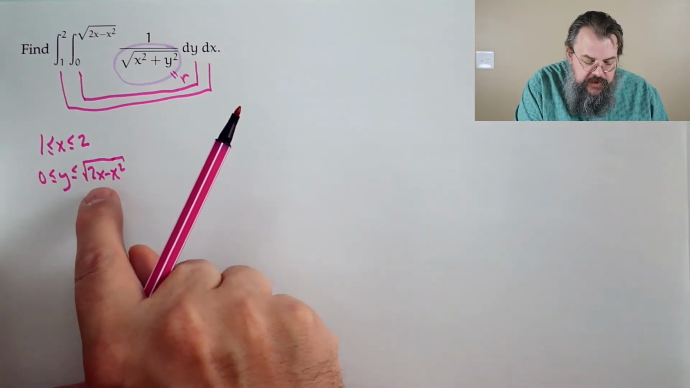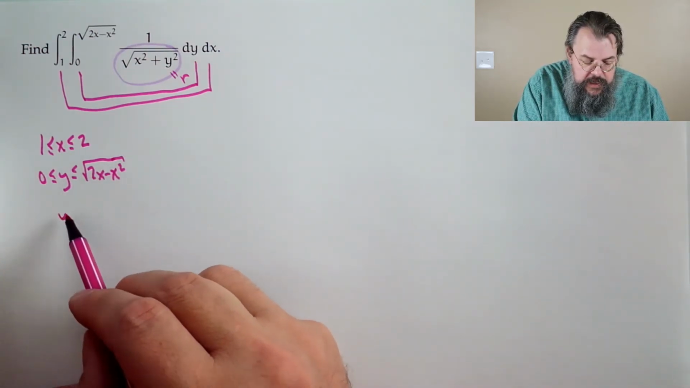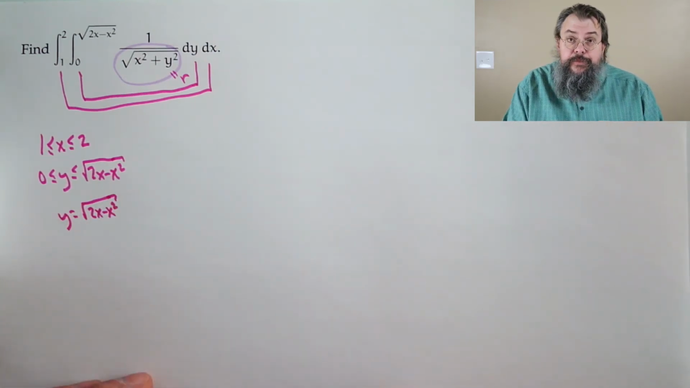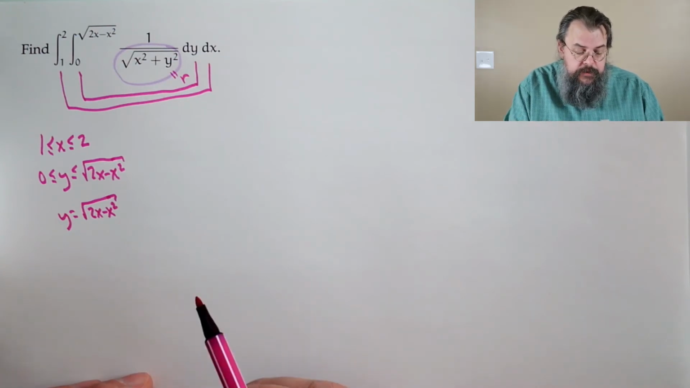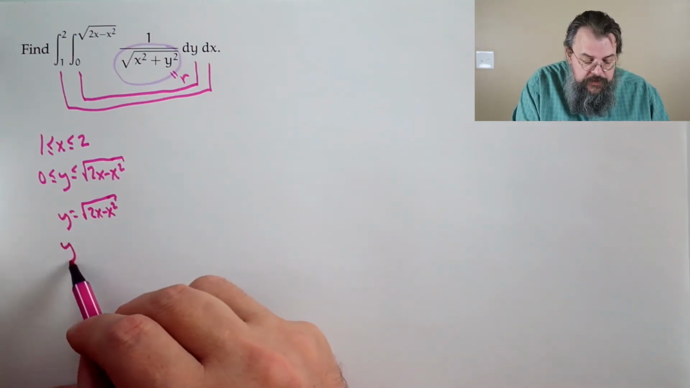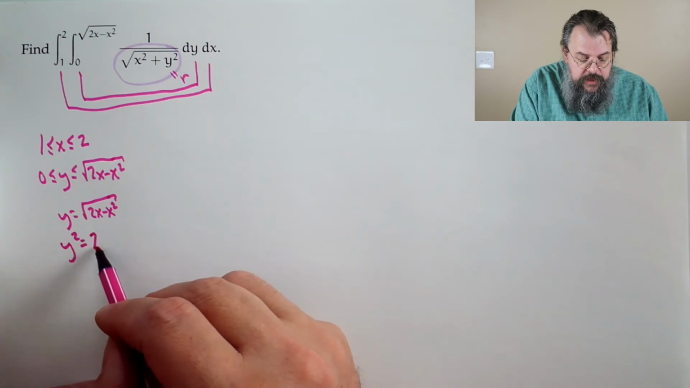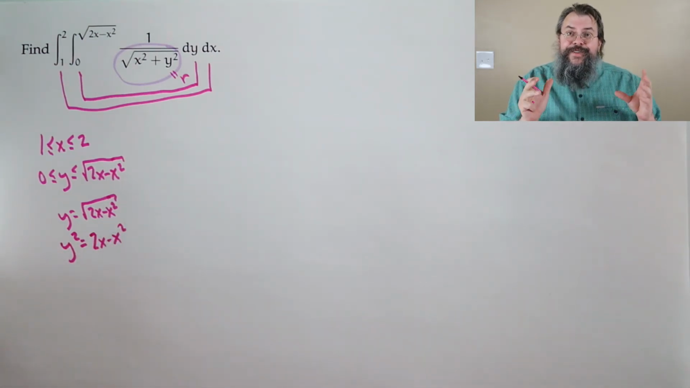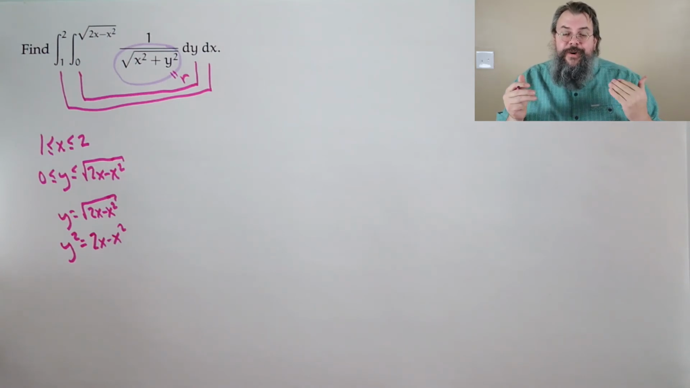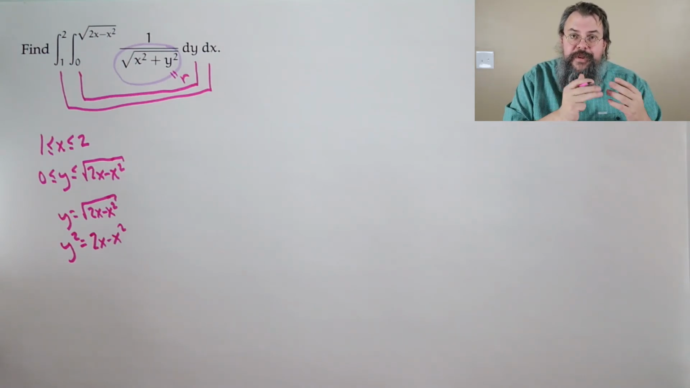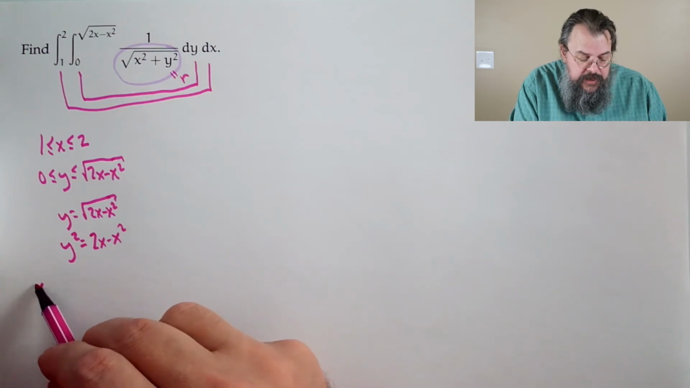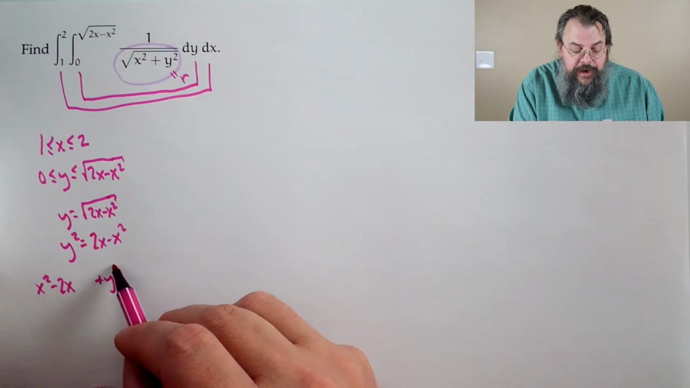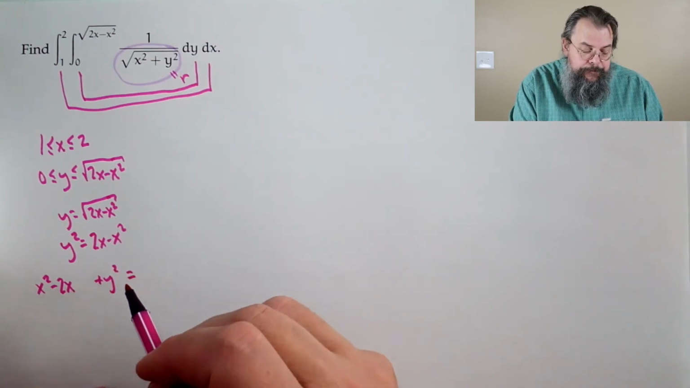Let's focus on this curve. So y equals the square root of 2x minus x squared. Let's see if we can figure out what that looks like. We can square both sides to get rid of the square root. Y squared equals 2x minus x squared. Okay, it's starting to feel circle-like because you see an x squared and y squared. So let's move things around: x squared minus 2x, suspicious gap, plus y squared equals something.